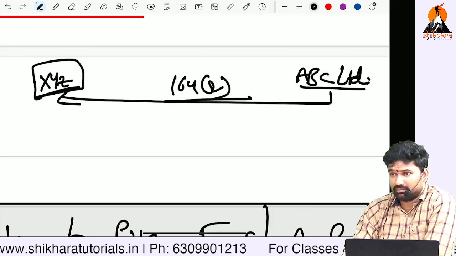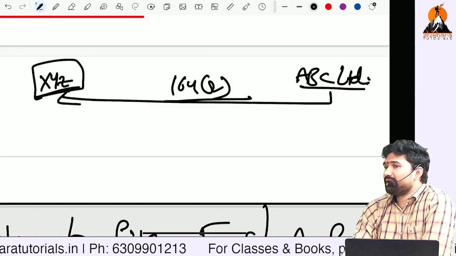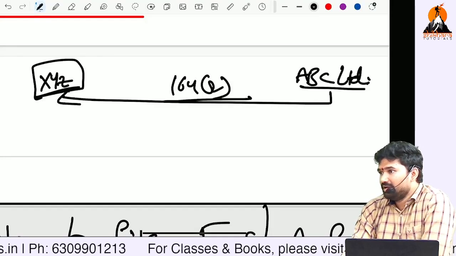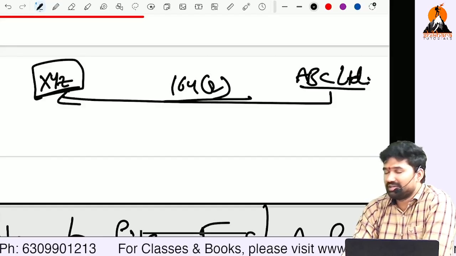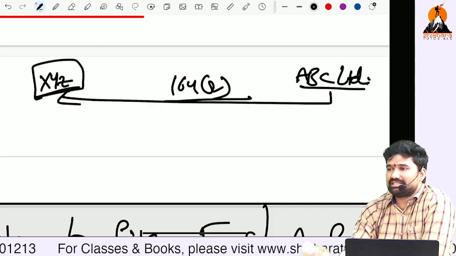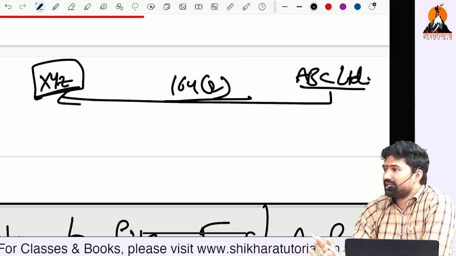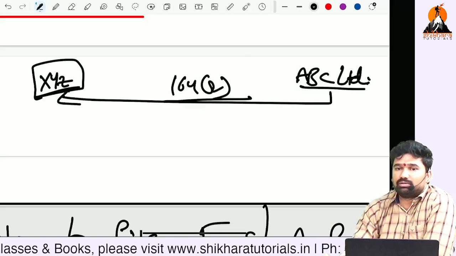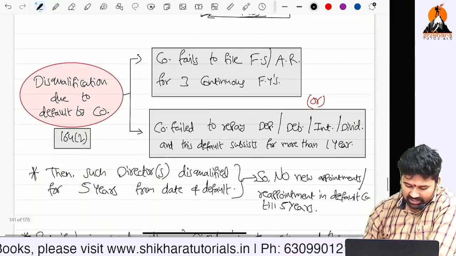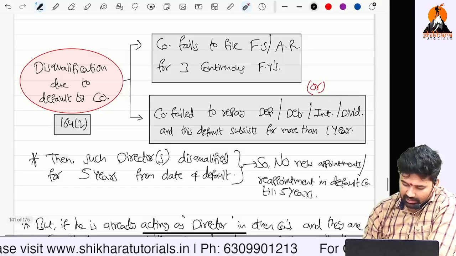This is the first tricky point, and the second tricky point is: disqualification doesn't mean vacation of office. They are disqualified. The Act is saying they are disqualified. That's it. The Act is not saying to vacate the office immediately and go home. That is a simple point in the 164.2 section, and I have clearly written it here.